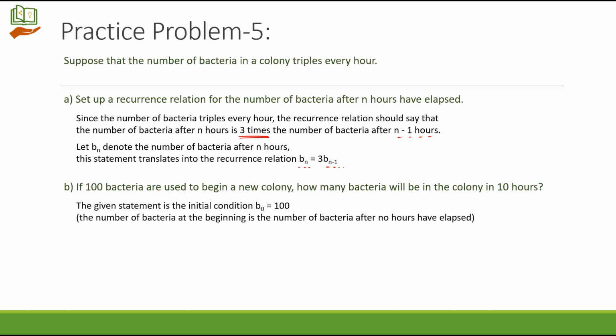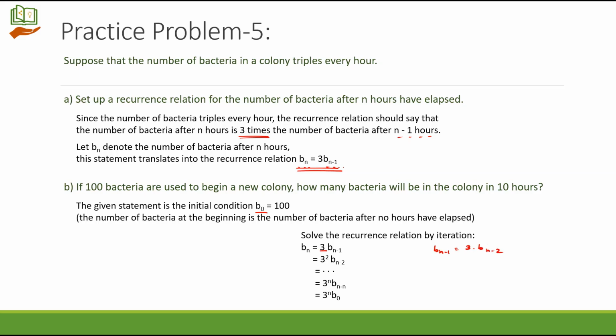The given statement is the initial condition B0 is equal to 100. The number of bacteria at the beginning is the number of bacteria after no hours have elapsed. We have to go with solving this particular recurrence relation. So let's get into the recurrence relation solution by iteration. Bn is equal to 3 into B n minus 1. So now what is B n minus 1? This will be 3 into B n minus 2.